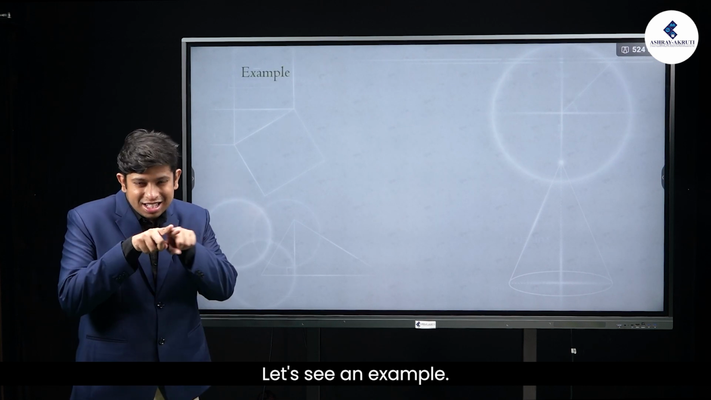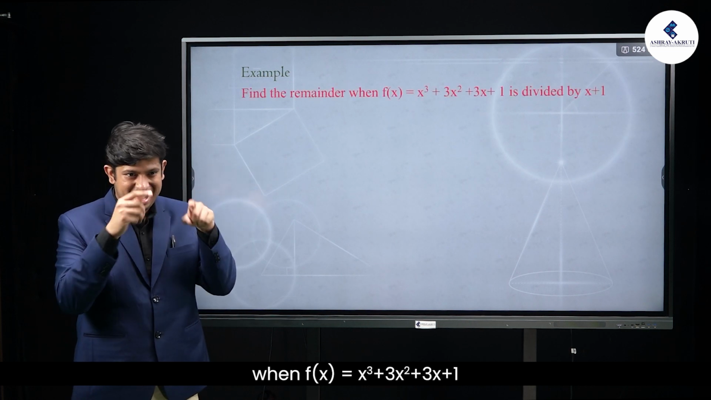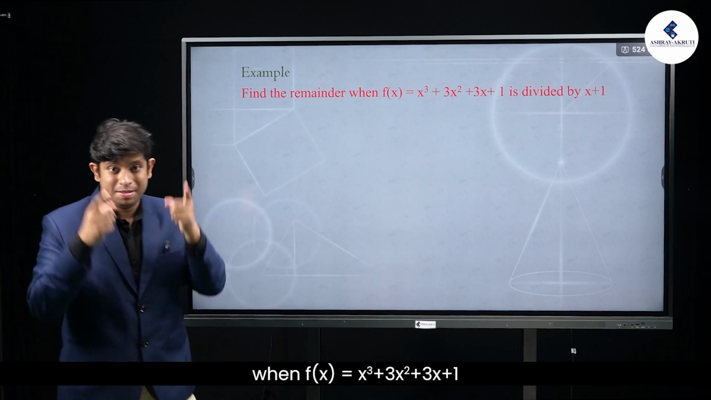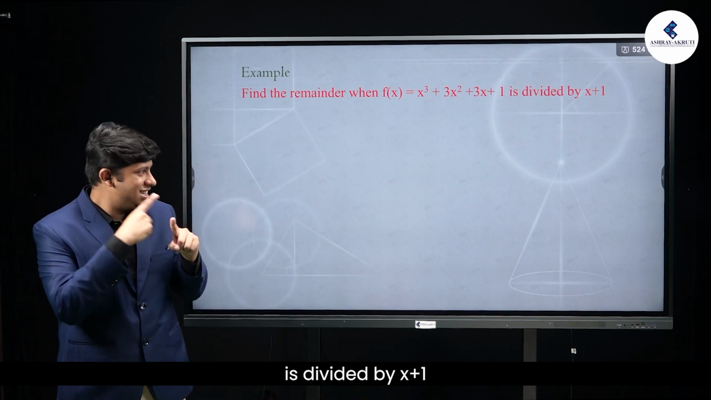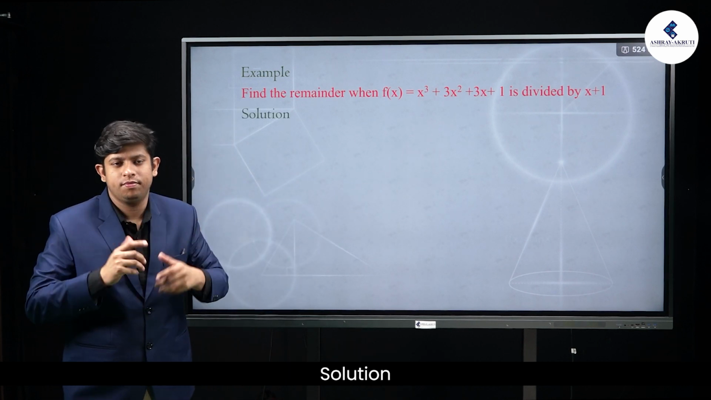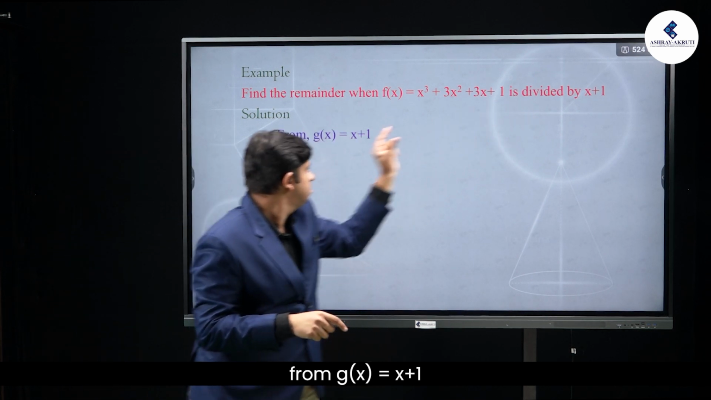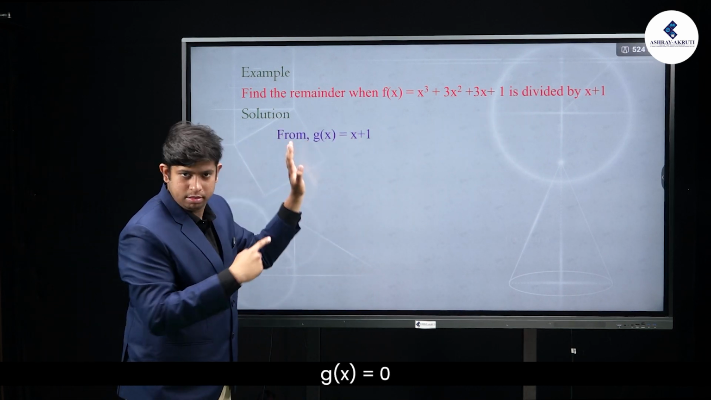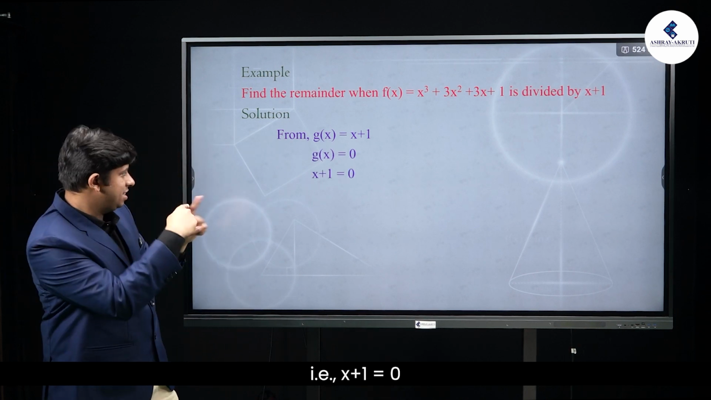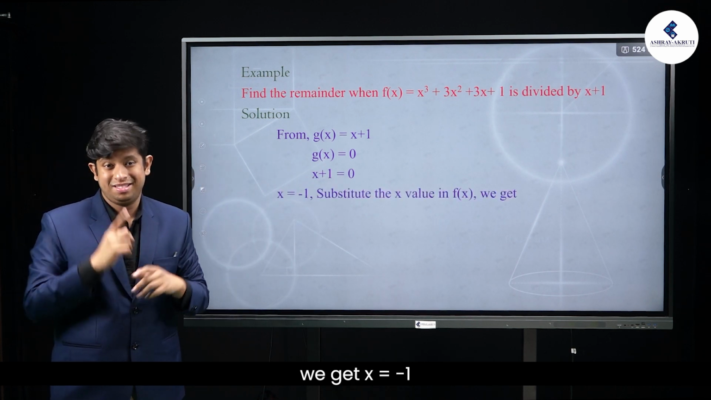Let us see an example. Find the remainder when f of x is equal to x cube plus 3x square plus 3x plus 1 is divided by x plus 1. Solution: from g of x, which is equal to x plus 1, g of x is equal to 0, that is x plus 1 is equal to 0. By moving it to the right hand side, we get x equal to minus 1.